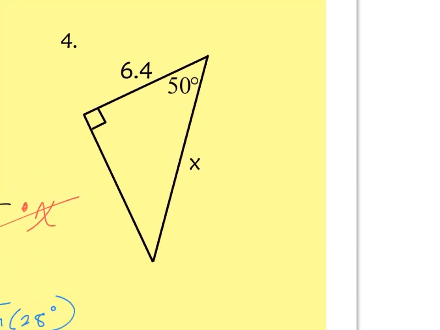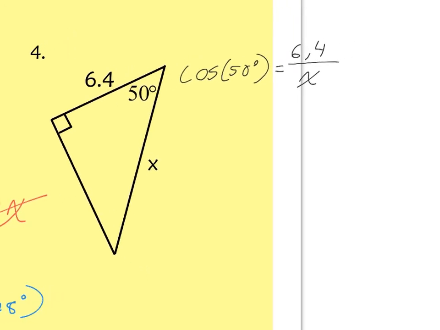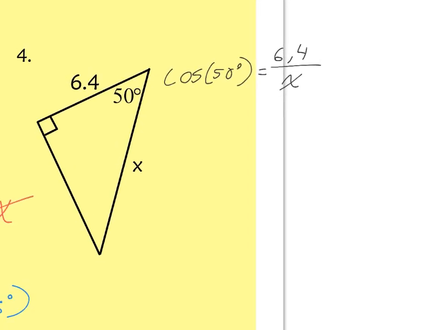So let's look at this one here. I'm looking at my reference angle, 50 degrees. I've got the adjacent side, I've got the hypotenuse. So adjacent, hypotenuse, that's cosine of my reference angle, 50 degrees. Adjacent over hypotenuse, so 6.4 over x. So just like I've done the other times that I have x on the bottom, I'm going to multiply by x to get rid of it on that side, because I need x by itself.